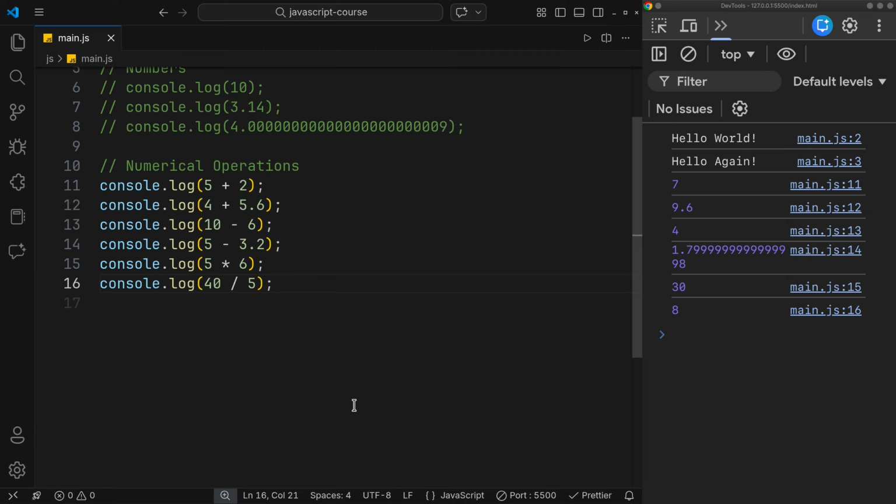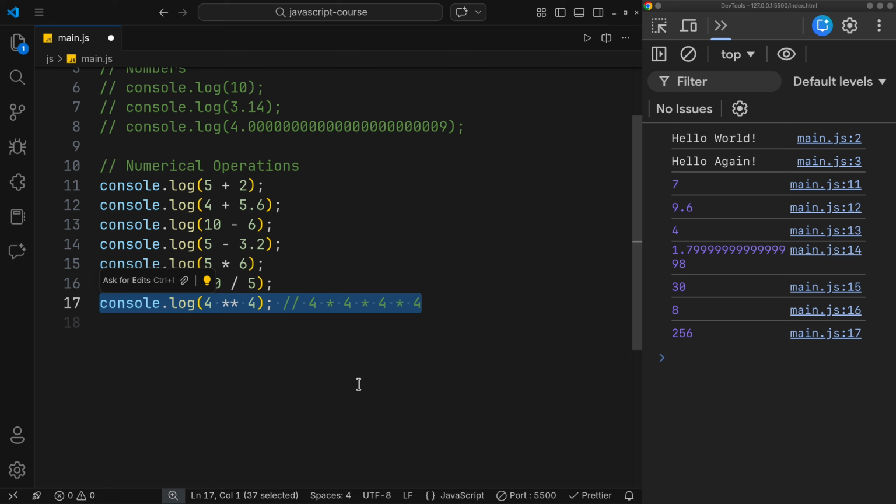With that being said, there are some other operations which we can do, something like exponentiation and the modulo operation. So let's talk about exponentiation. So clg, and do something like 4, and then we have to do 2 asterisks, and then 4. What does that mean? It means 4 times 4 times 4 times 4, basically 4 to the power of 4. That is what it means.